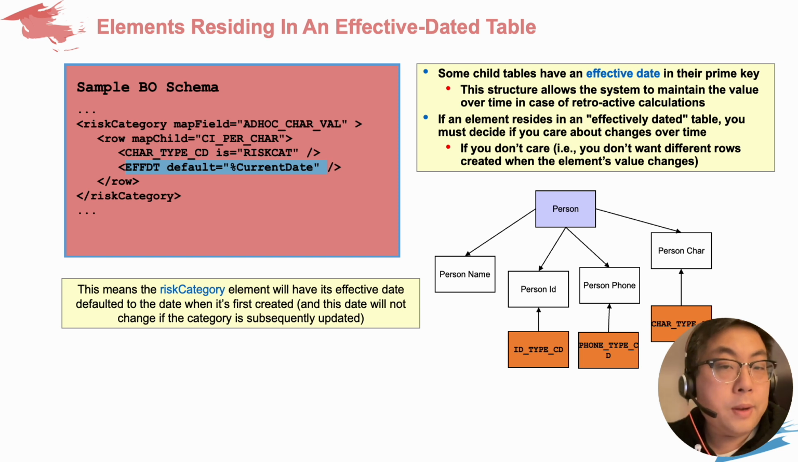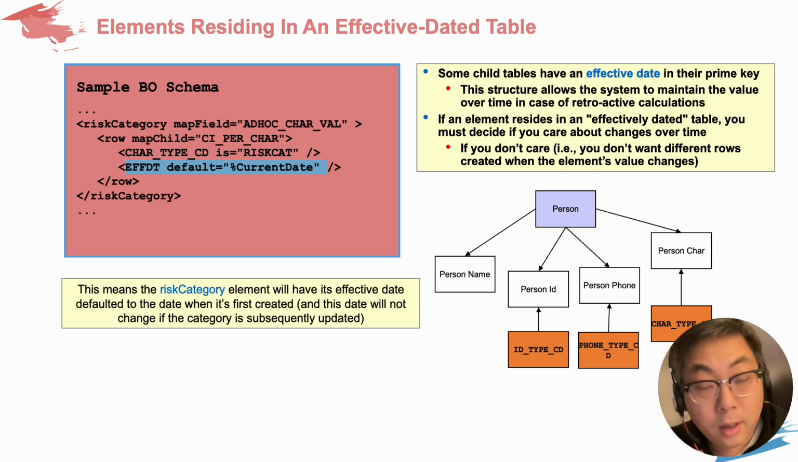Okay, so what I can see from this definition is if I submit the payload the first time, I can actually create a row in the CI per characteristic table with the effective date of system date, and the value is whatever has been specified for this risk category.